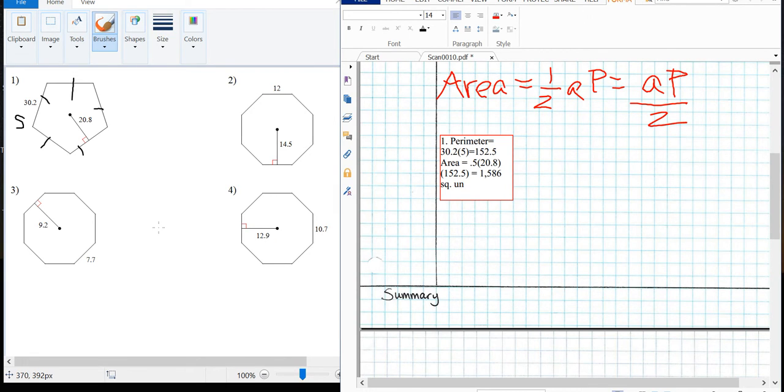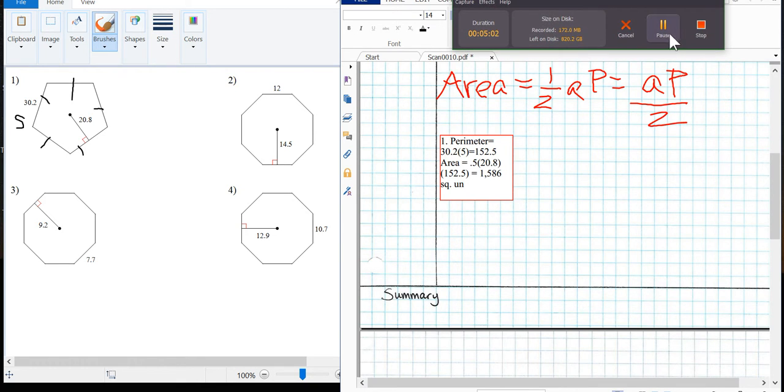Alright, so take a second. I'm going to pause the video. You should pause the video for just a moment and see if you can set up problem number 2 on your own and utilize the area formula for regular polygons. Okay, so let's pause that.